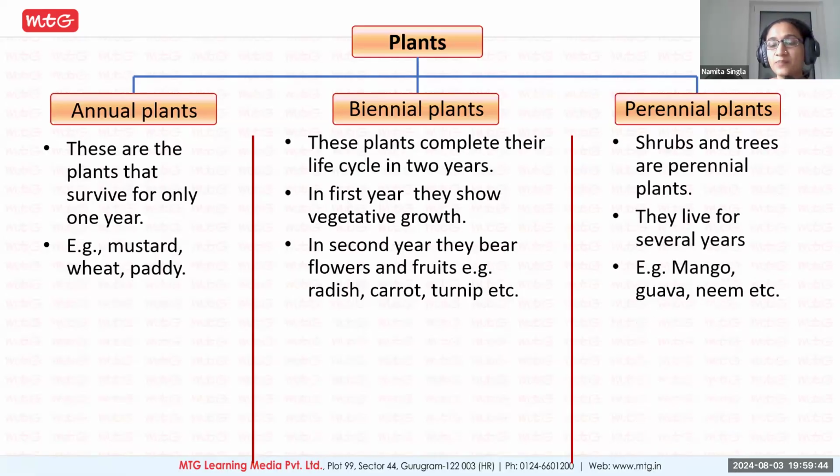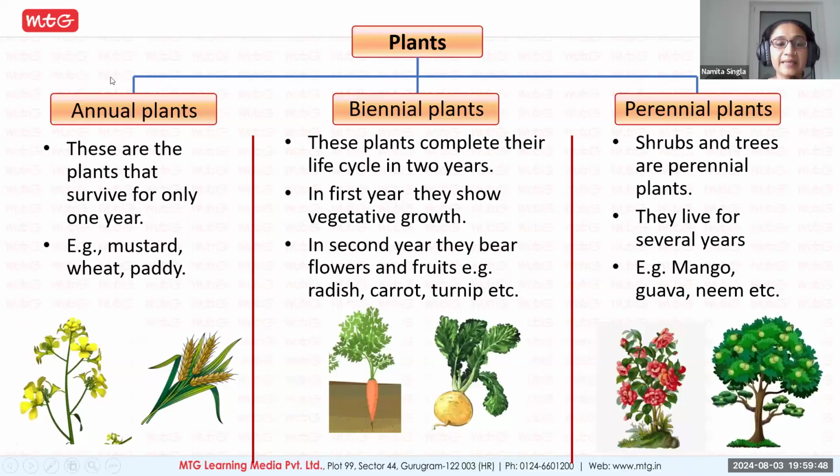Then we have categorized plants on the basis of the number of seasons they live for. Annual means 1 year, biennial means 2 years, perennial means many years. The plants which survive for only 1 year are also called one-season plants. Season means these plants are grown at the beginning of the winter season and harvested at the end of the winter season. So they grow for only one season.